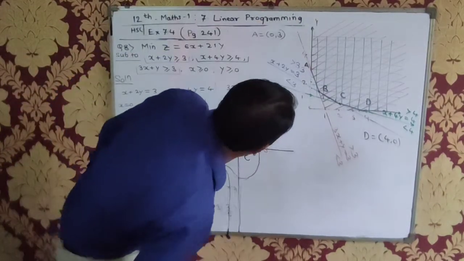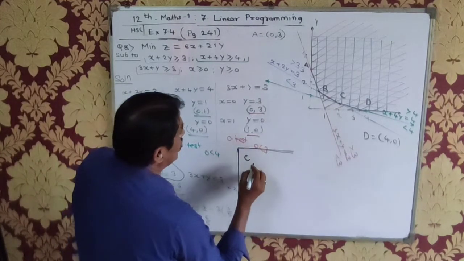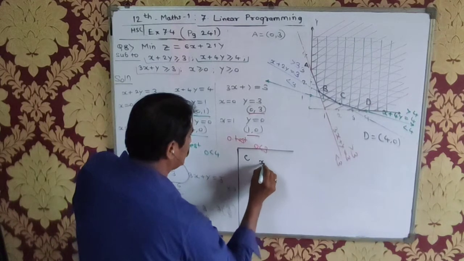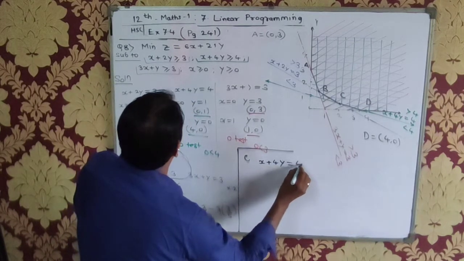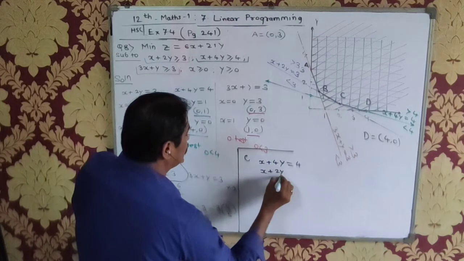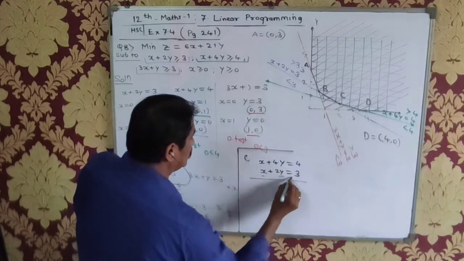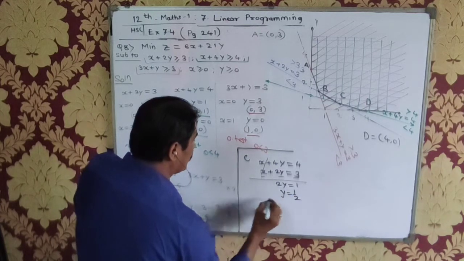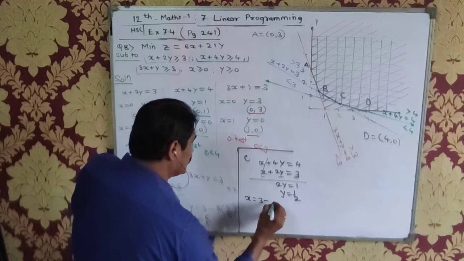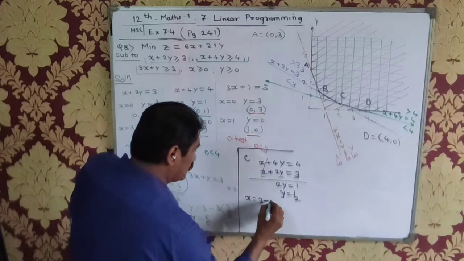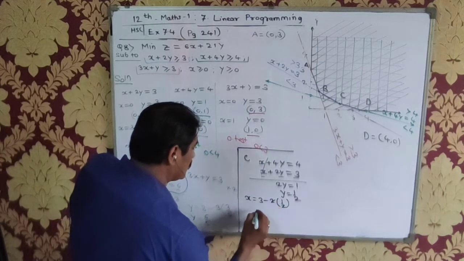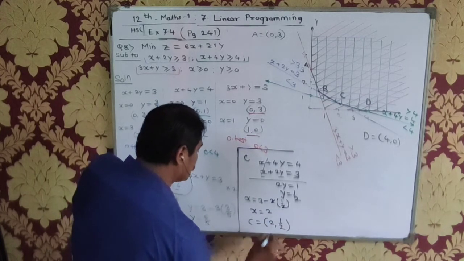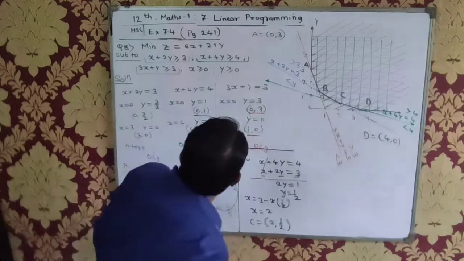For the coordinates of C, it is the blue and green lines. Blue and green: x plus 4y is equal to 4, x plus 2y is equal to 3. So it is 2y is equal to 1. Y is equal to half. So x is equal to 3 minus 2 times half. That is x is equal to 2. So the coordinates of C are 2, half. Okay, all the coordinates of A, B, C have come.